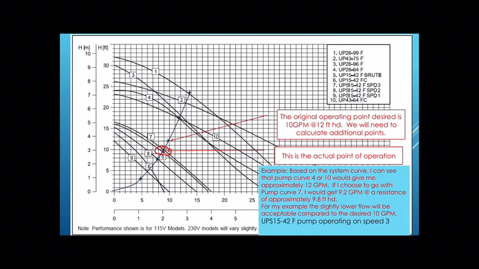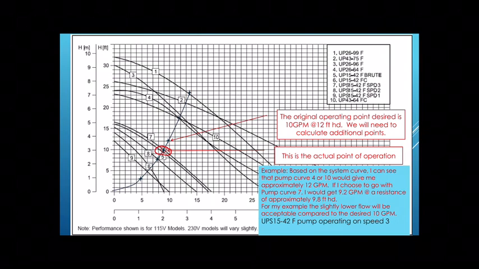And I thought, well, that's interesting. So at pump curve 7, I figured I would get roughly about 9.2 gallons a minute against a resistance of about 9.8 feet of head. And that's generally how you're going to want to do those things to figure that out.